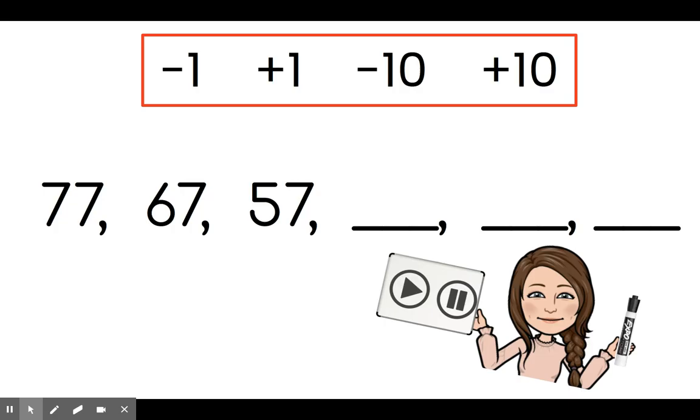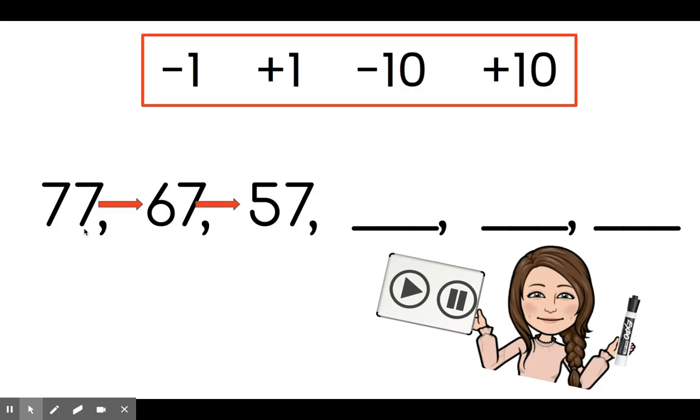Let's see how you did. Let's look closely at the pattern. We started with 77, and our next number is 67. From 67, we went to 57. You may have noticed that the 1's place value digit remains the same. There are 7 ones each time.